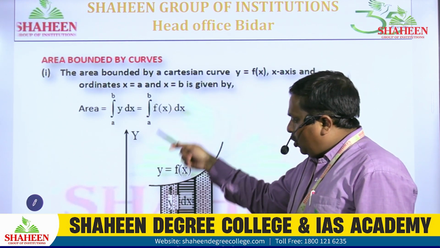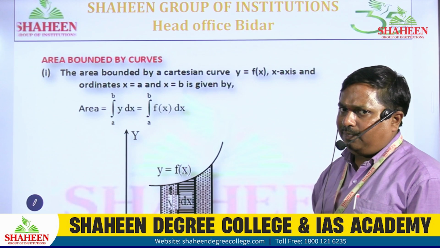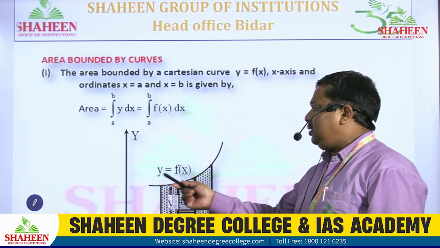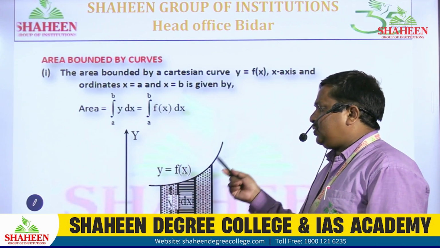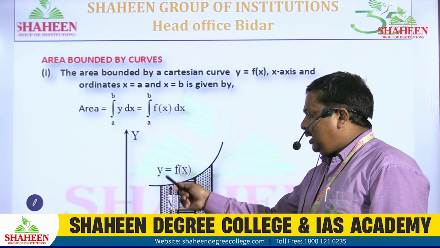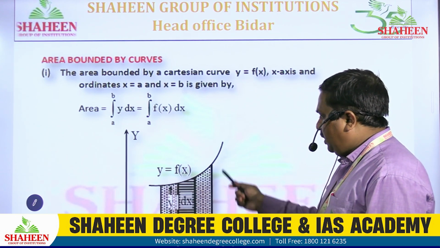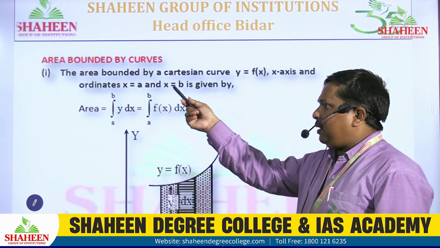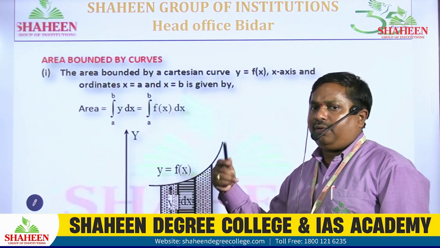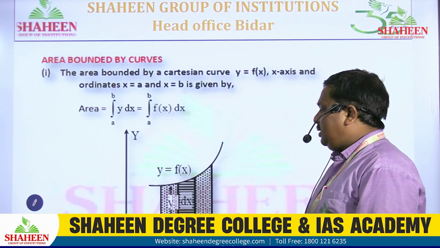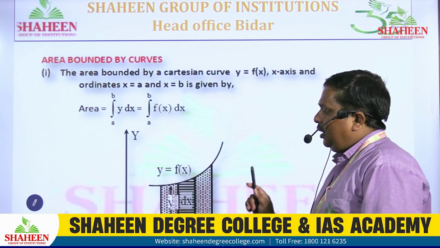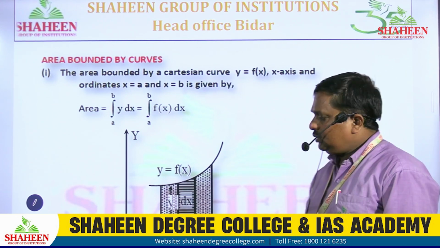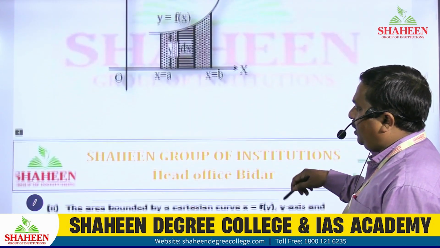If we draw this curve diagram, we easily see that this is the curve y equal to f of x, this line is x equal to a, and this line is x equal to b. On integration, applying the upper and lower limits with the definite integral formula, we get the area from x equal to a to x equal to b. So this is the first type of area of a curve.